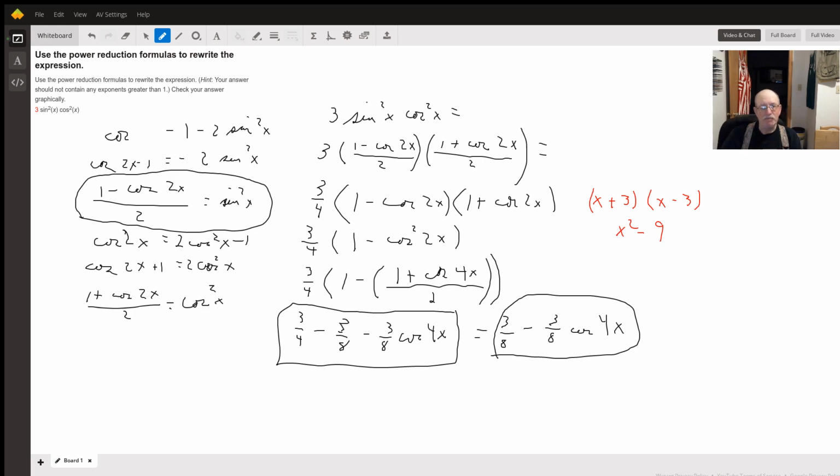Let me make sure. One more time. I get 3/4 times 1 minus cosine squared of 2x. That's going to be 1 minus 1 plus cosine of 4x divided by 2. Take 3/4 times 1. I get 3/4. This is the same as 1/2 plus cosine of 4x. Yeah. So then I get minus 3/8 minus 3/8 cosine 4x. 3/4 minus 3/8 is 3/8. Yep, that should be right.